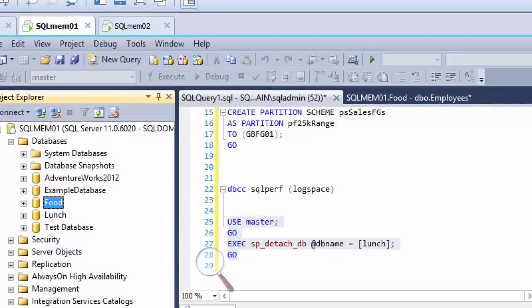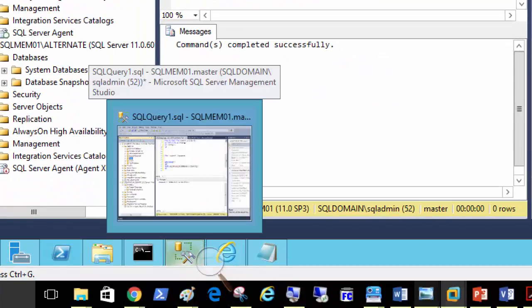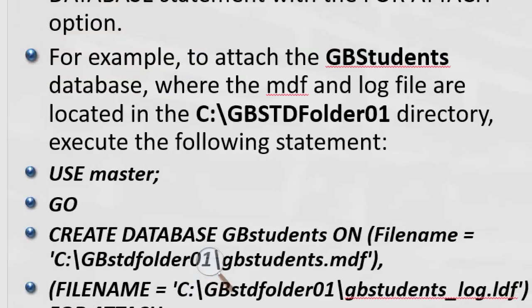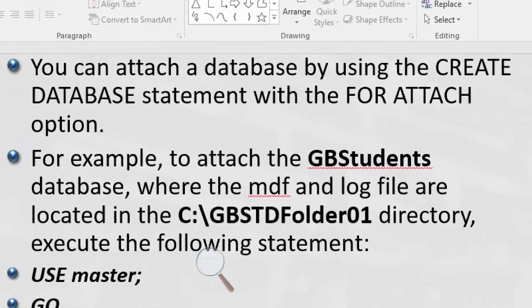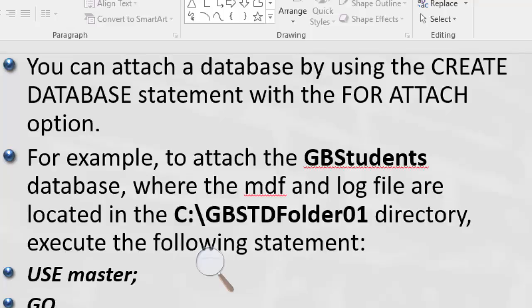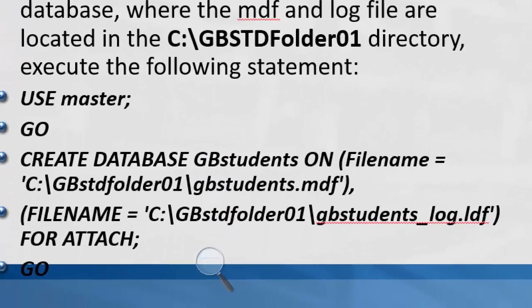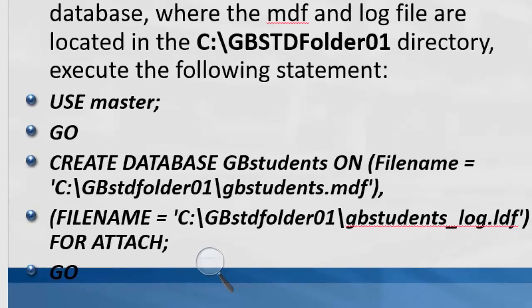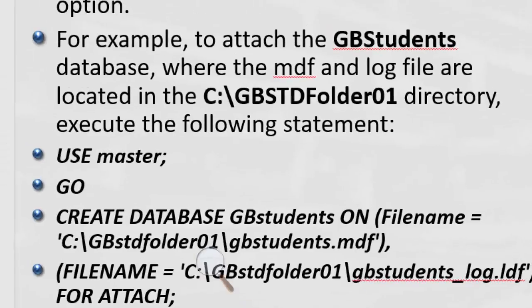Okay, so that's why there's always a backup. So attach opens the attach database dialog box, click add the database file if the log files are not located. You can also attach a database by using the create statement, and this is the full statement here: create database GBStudents on file name GBStudent folder gbstudent.mdf. But we must have that file already created. For example, to attach the GBStudents database where the MDF file and log file are already located here, we can just attach it.